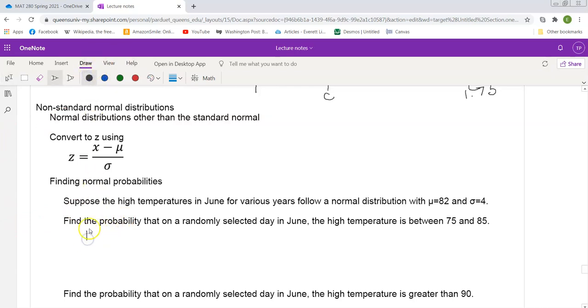So we're looking for the probability that on a randomly selected day in June, the high temperature, which is x, and it's not z because the only time it would be z is if the mean is 0 and the standard deviation is 1, is between 75 and 85. So all we have to do is convert the 75 and the 85 to z.